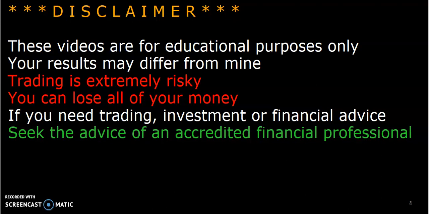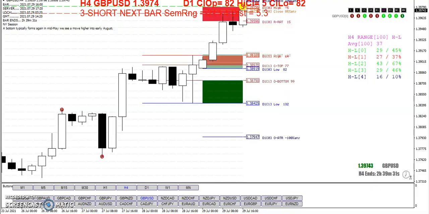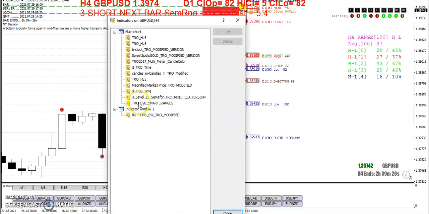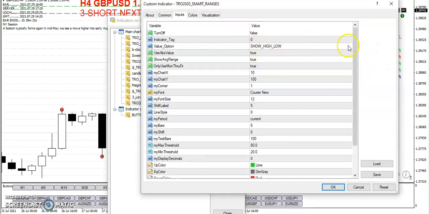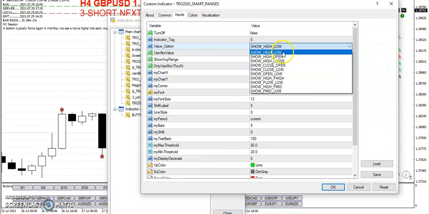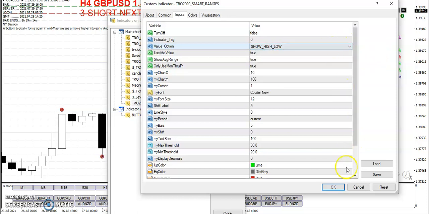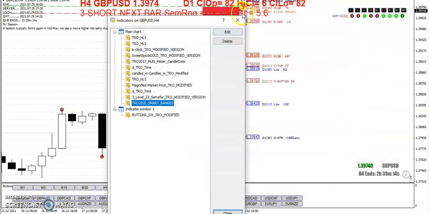Yesterday, Walmart talked about the smart range indicator and how he uses the smart ranges when he analyzes a chart. I didn't have it on a chart, so I brought up the smart ranges. Just so we're all on the same page, it's the TR 2020 smart ranges indicator. It allows you to show different values: high minus low, which is what most people call the range, or high minus open, high minus close, close minus low, etc. You can read those, and if you have it, you can play with it.